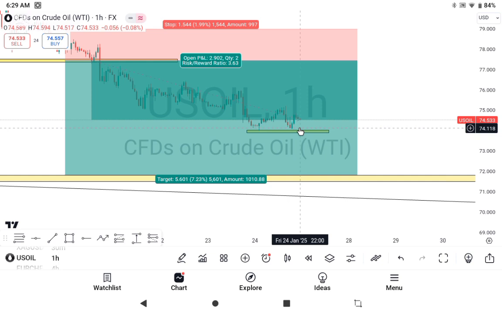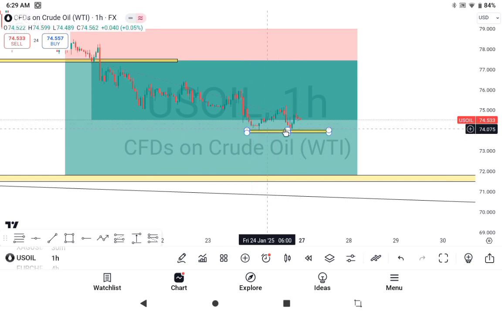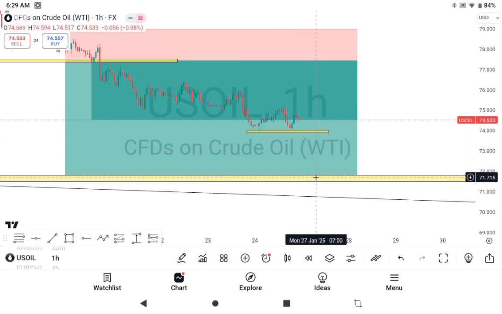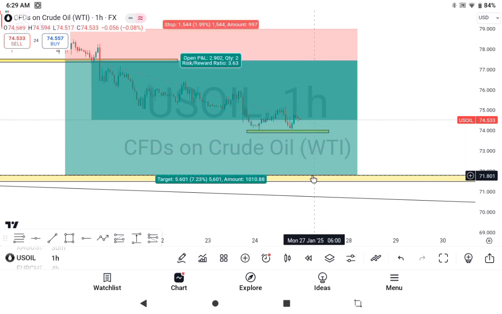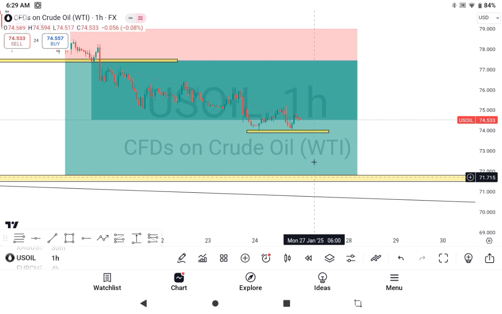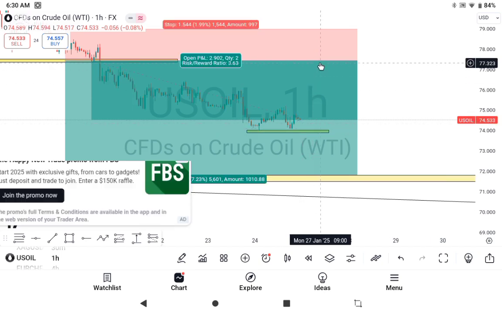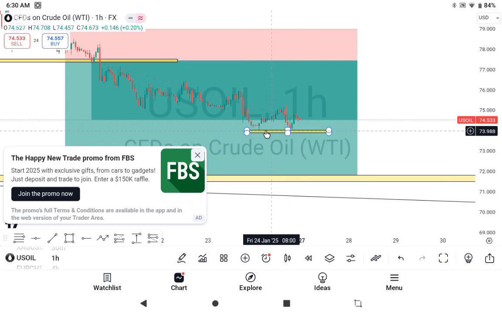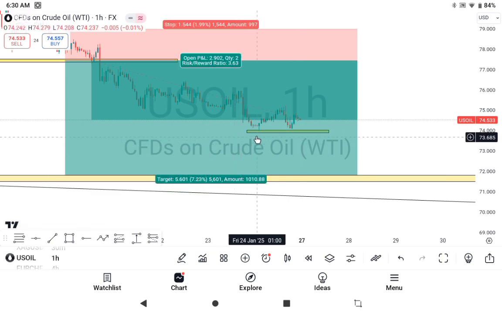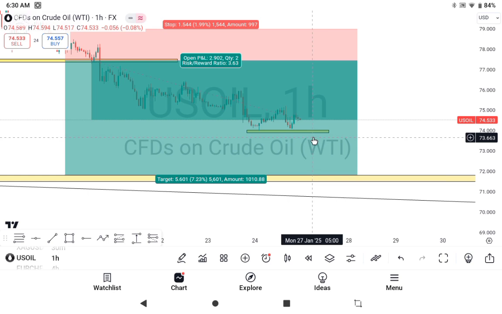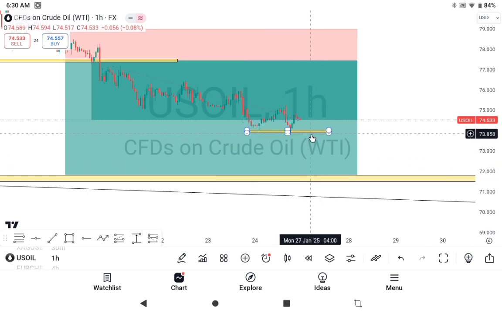We need to see US oil price breaking this yellow bar right here, closing below it. If that should happen, we should see US oil price coming down here. Price can get here and push up again. So as it is now, we need to see US oil price break below right here and we sell back again, and we can enter for another position to this yellow bar right here.